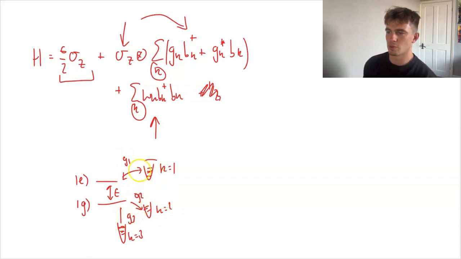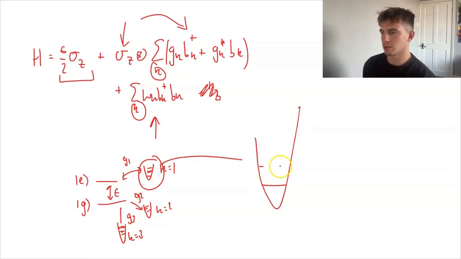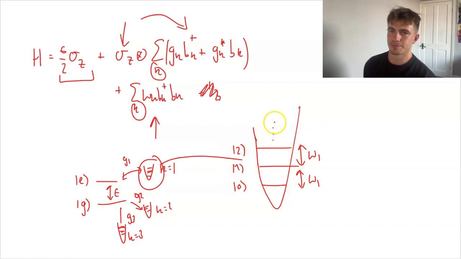And then if I zoom in on what one of these oscillators might look like, it's just a quantum harmonic oscillator with a particular energy splitting, which in this case for k equals 1 is just omega 1. And then say this would be the case where there's 0 excitations in the boson, 1, 2, and so on.